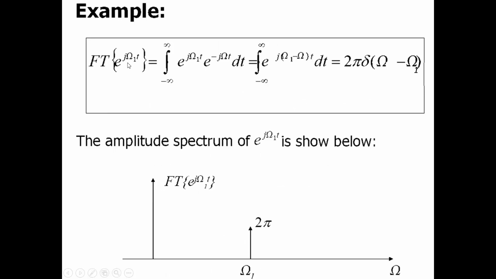Right, so now let us try to find the Fourier transform of e to the power j omega 1 t. If you use the formula, you will obtain 2 pi delta(omega minus omega 1). If you try to plot this, the Fourier transform will be a pulse at omega 1. The height of this pulse will be 2 pi. The amplitude spectrum of e raised to the power j omega 1 t is shown below.